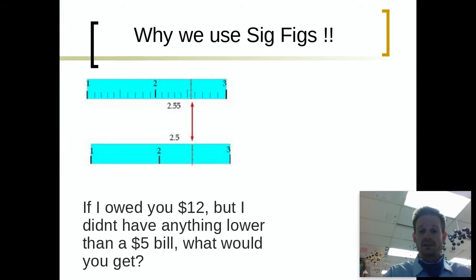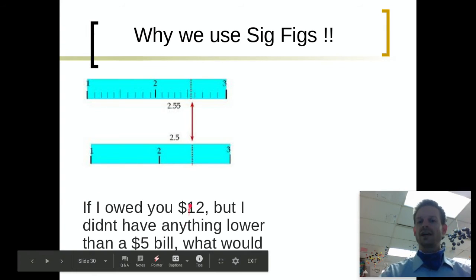Yes, if I had ones, I could give you exactly $12. If I had dimes and nickels and quarters, I could give you $12, but I don't. My precision is that $5 bill. So either I'm going to give you 10 and rip you off, or I'm going to be nice and I'm going to give you that $15 and say, hey, here's the tip.